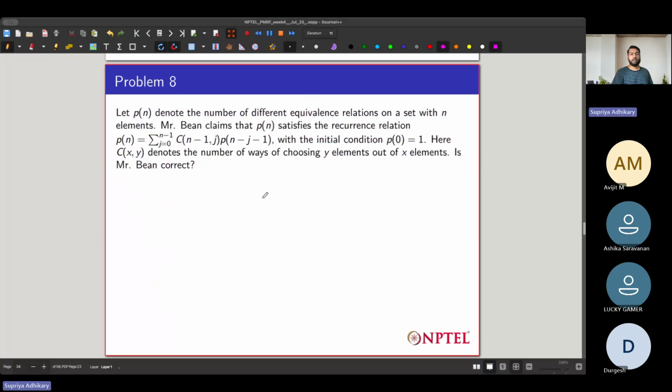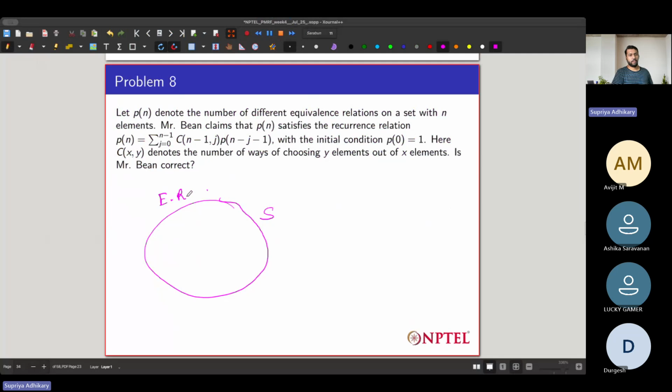So in problem A, we are given N to be the number of all different equivalence classes on a set N. Now, one thing that we have to remember, we have to recall that when we consider equivalence classes, so if we consider a set S, and if we consider equivalence relations on that set S, the number of equivalence relations.